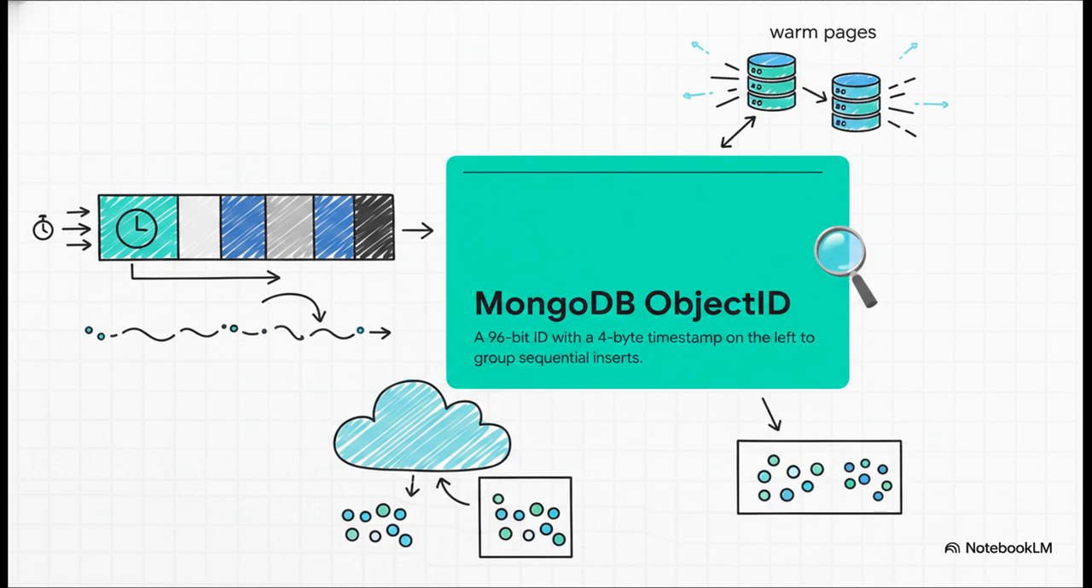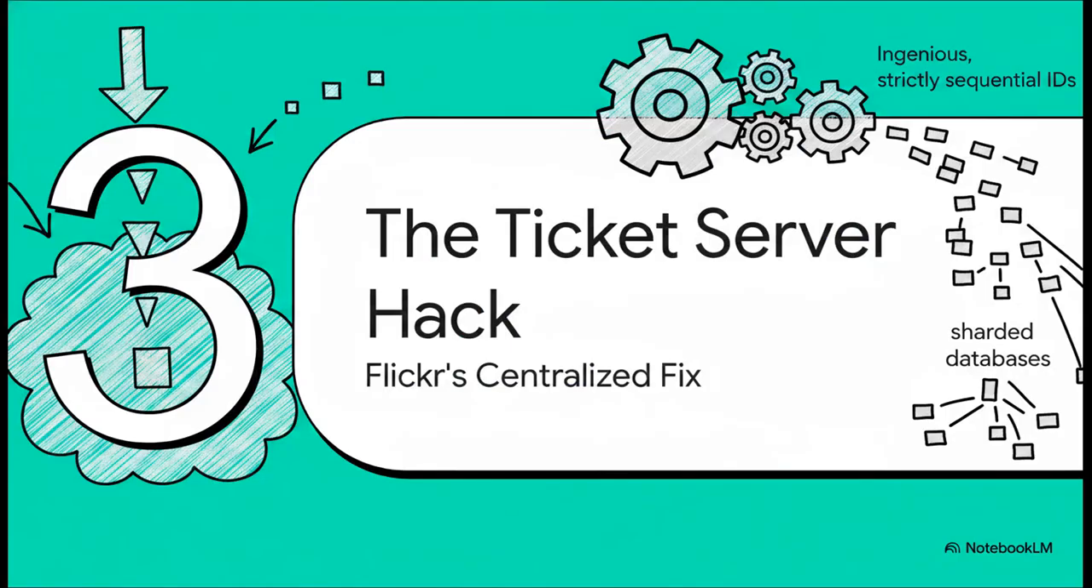Suddenly, we regain that beautiful index locality because all the inserts happening right now share the exact same left side prefix. Because they're sequential, they land on the same warm pages in the database's memory, completely avoiding those slow, costly disk reads. But at 96 bits, it's still quite large, and within that 1-second resolution, the remaining bits are kind of randomized. Section 3. The Centralized Ticket Hack.